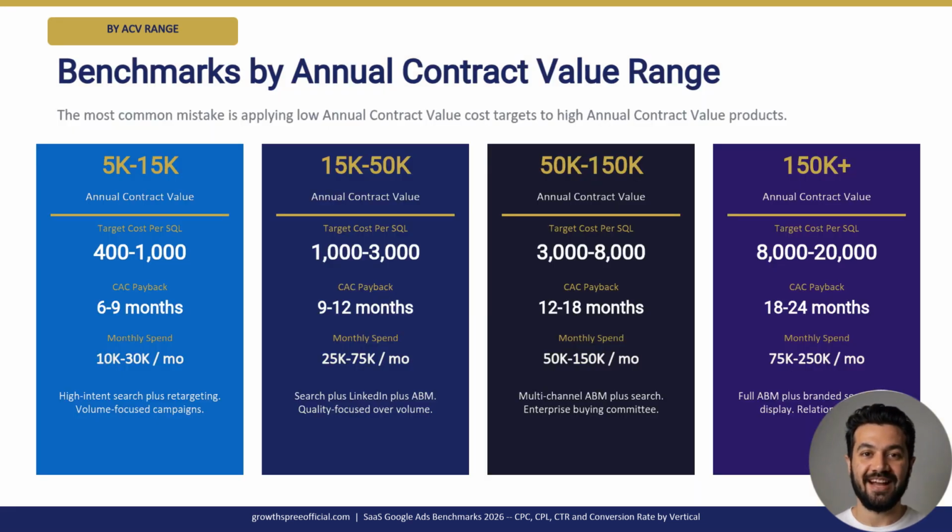Your annual contract value range defines what a profitable cost per sales qualified lead looks like. $5,000 to $15,000 ACV. Target cost per SQL of $200 to $600. $15,000 to $50,000 ACV. $600 to $1,500. Enterprise at $150,000 plus, up to $8,000 per SQL can still be highly profitable. The most common mistake: applying low ACV cost targets to high ACV products.